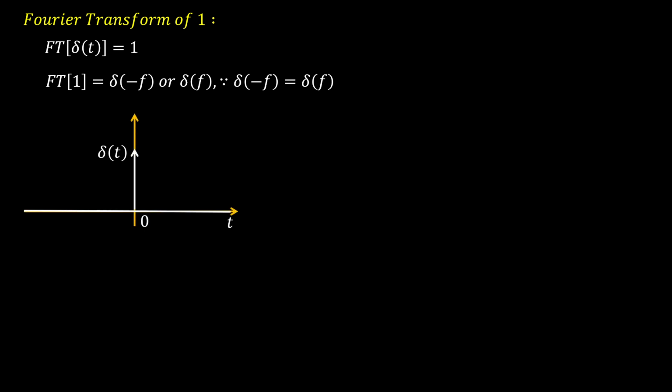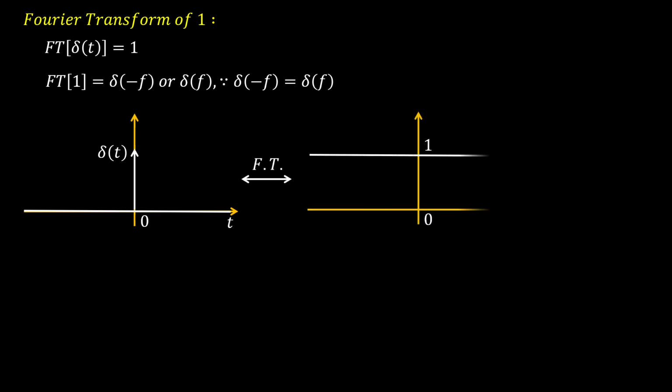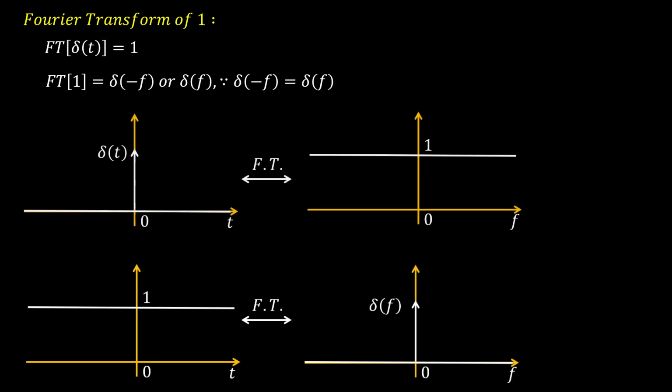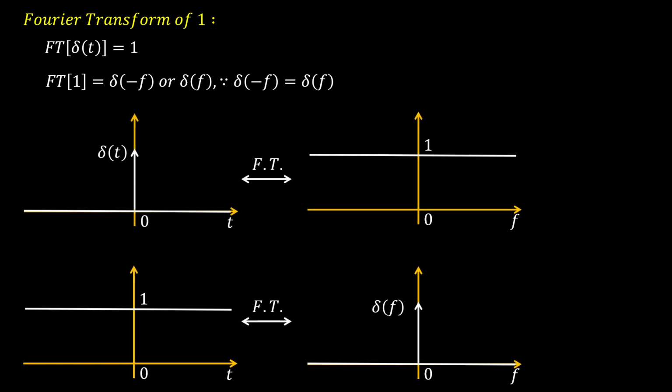This is the plot for the impulse. Its Fourier transform is 1 for all frequencies. Now we will apply the duality property to find the Fourier transform of 1. So in the time domain, the signal is 1 for all time, and its Fourier transform is del f, which is an impulse, which is non-zero at f equal to 0, and it is 0 otherwise. Now let's see another example.